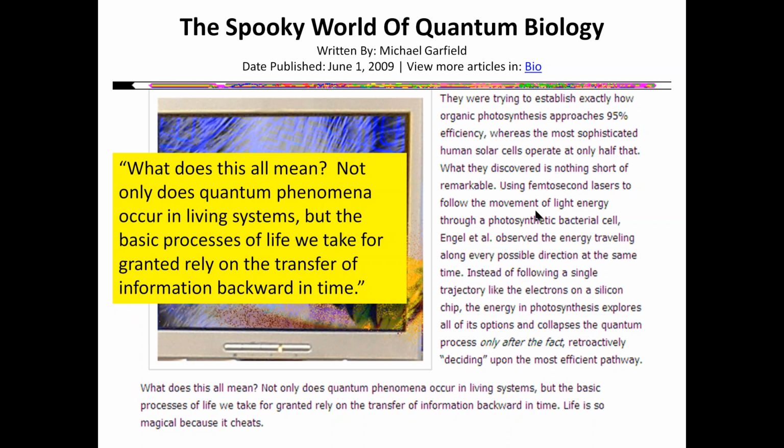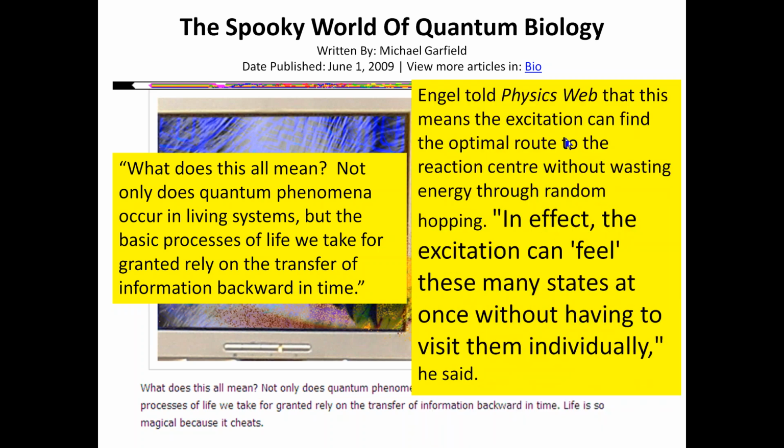And that was because light was able to, let me see if it says it here. In effect, the excitation, turning the light into photosynthesis for the plant, can feel these many states at once without having to use the energy, basically, to visit them individually. So we already have experiments showing that plants use this effect.